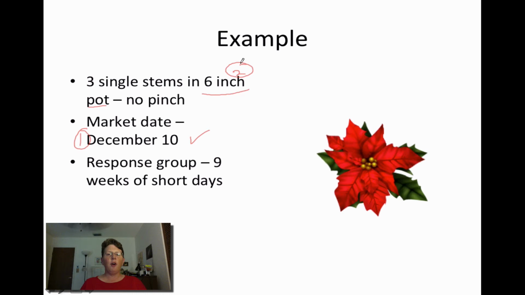Then you have to determine how many cuttings are in the pot, or how many seeds, or plants in the container. In our example, we're going to have 3 single stems, so I'm going to have 3 cuttings per 6-inch pot for a market date of December 10th. The thing is, how many weeks, especially with our short day plants, do we have to have short days? We have to have 9 weeks of short days.